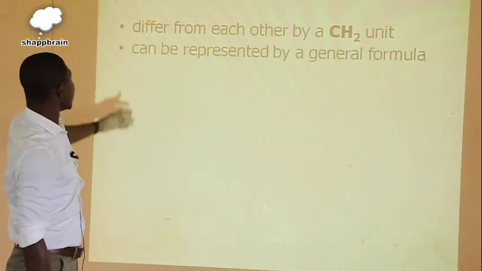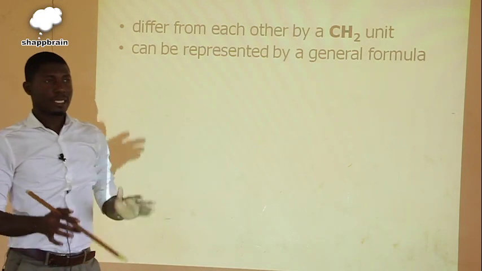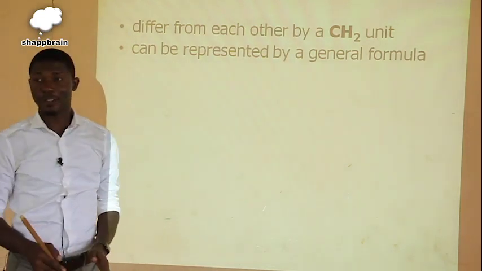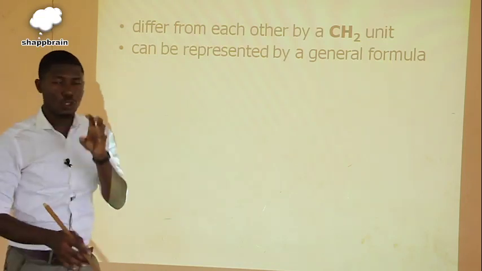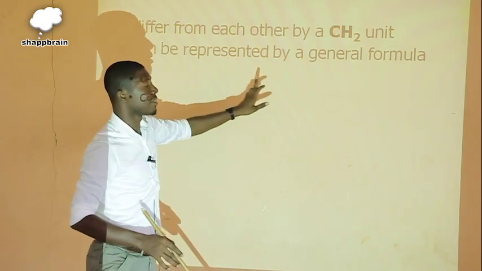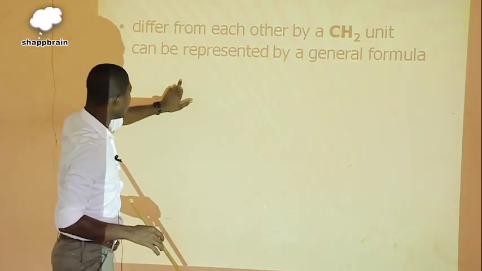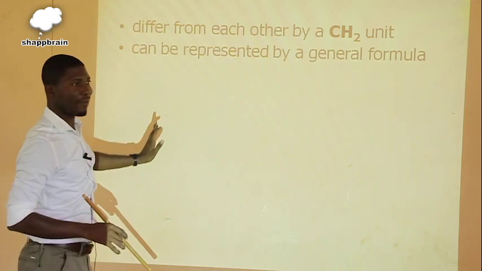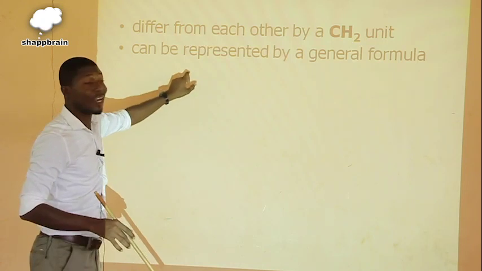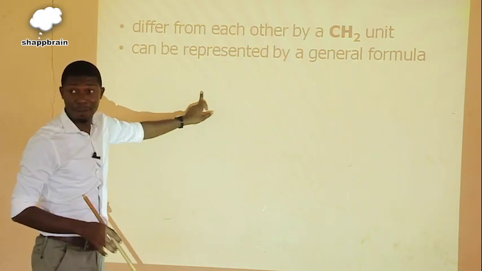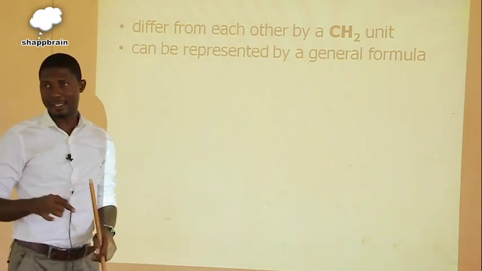Then we move forward. Homologous series can be represented by a general formula. If we say 2 organic compounds belong to the same homologous series, then it means that those 2 organic compounds would be represented by the same, what? General formula. For example, if I say methane and ethane form homologous series, then the implication is that since they are all alkanes, they will conform to the general molecular formula CnH2n plus 2, which is the general molecular formula for alkanes.